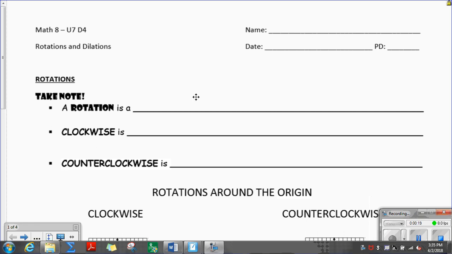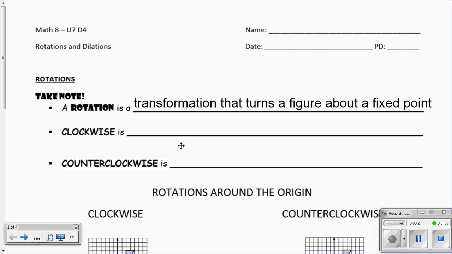So rotation is a transformation that turns a figure around a fixed point. Most likely, I'm pretty sure this is the only time you're going to see it, we're going to end up rotating an entire graph, so we're going to rotate around the origin. So the entire coordinate plane gets moved around. I keep making motions with my hands, so if you get a little lost in this, we will go over this in class, not to worry. But it's basically we're rotating the entire graph to see where the image lands.